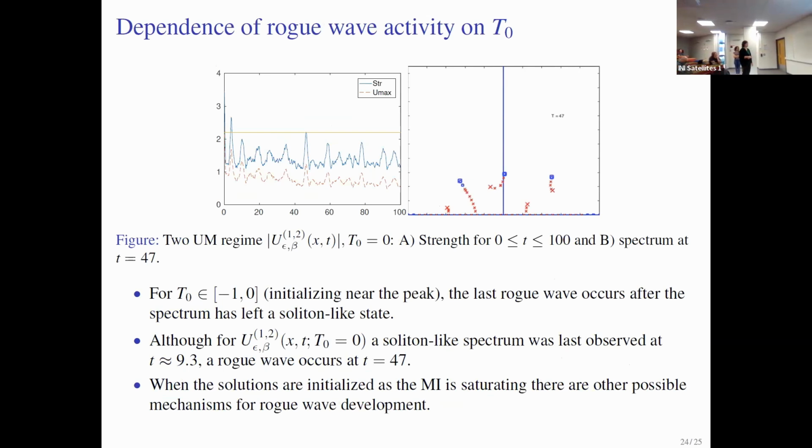And so in this example, it's initialized right at its peak. So the highest wave occurs here at t equals 0. It's being initialized right at the peak. And later, around 47, there's the last rogue wave, and this is the corresponding spectra. So there's some other mechanism. If you initialize when your modulational instability is saturating or close to it, there's some other mechanism for rogue wave development. And so I think that's it.